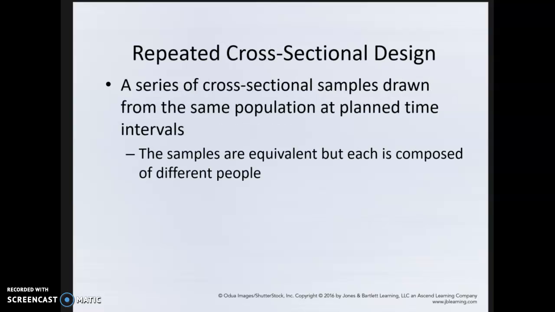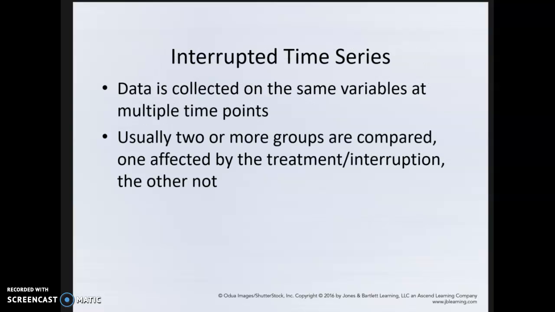So another design is repeated cross-sectional design. And this is a series of cross-sectional samples drawn from the same population. And those are done at planned timed intervals. So the samples are equal, but they're composed of different people. Another design is the interrupted time series, where the data is collected on the same types of variables, but at multiple time points across a trajectory of time. And very often two or more groups are compared.